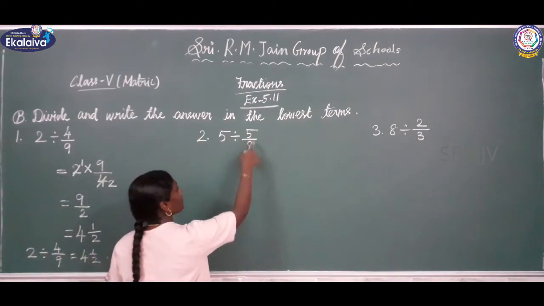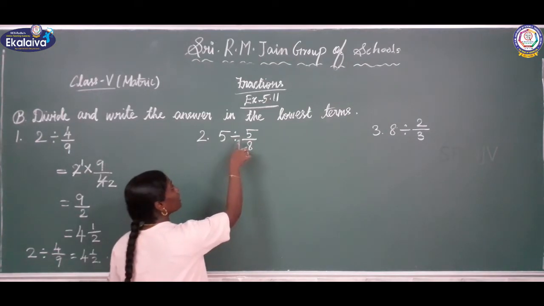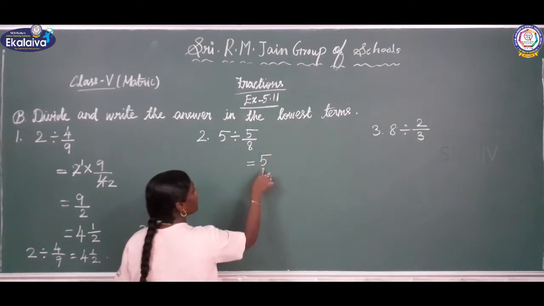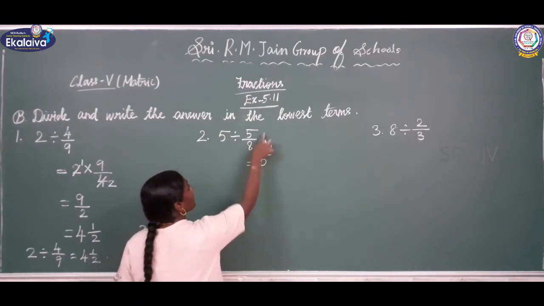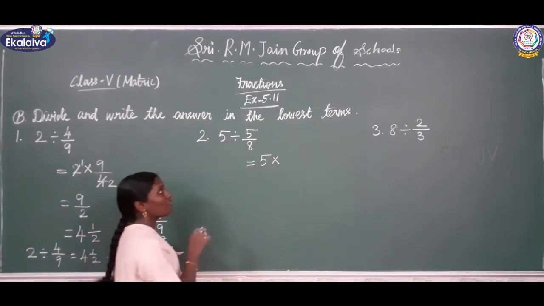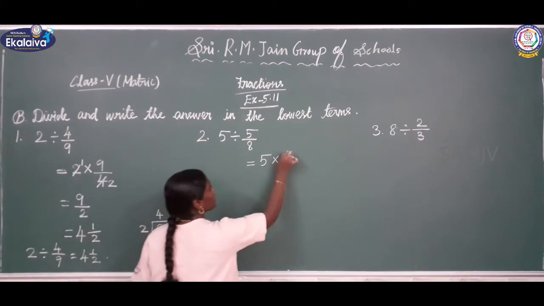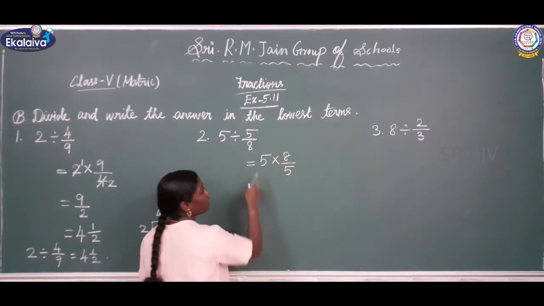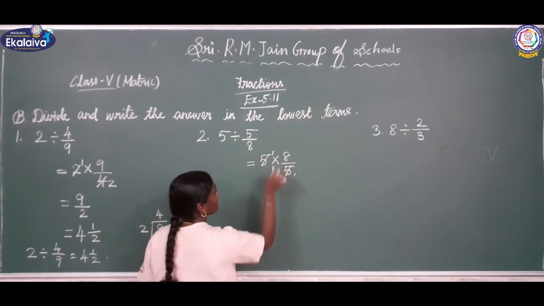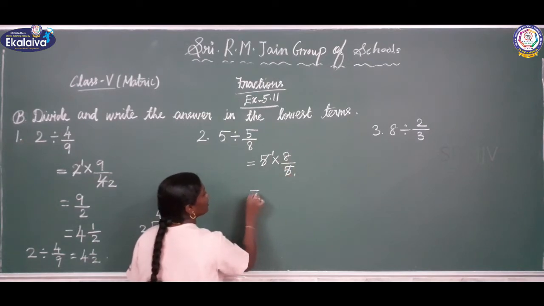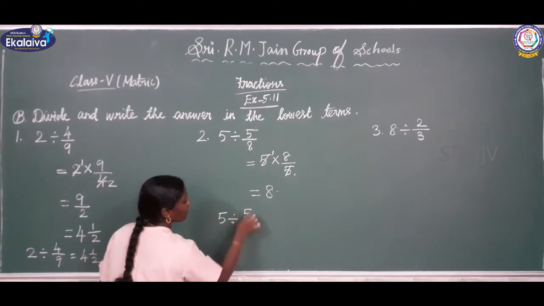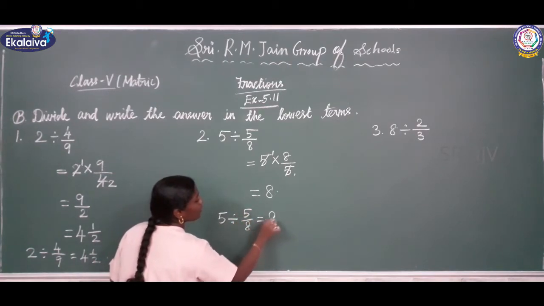The next question, 5 divided by 5 by 8. To divide the number 5 by 5 by 8, we are going to multiply the number by the reciprocal of the fraction 5 by 8. What is the reciprocal of 5 by 8? That is 8 by 5. Now we have to reduce. Here in 5 table 1 time, in 5 table 1 time. Now we are having 8 alone. So 8 is the answer. 5 divided by 5 by 8 is equal to 8.